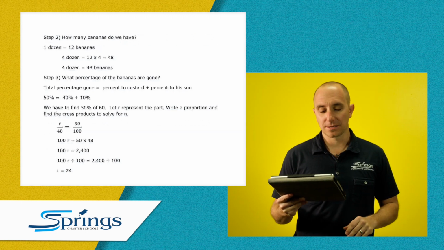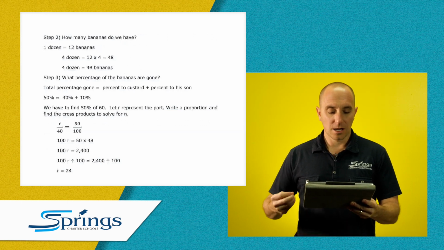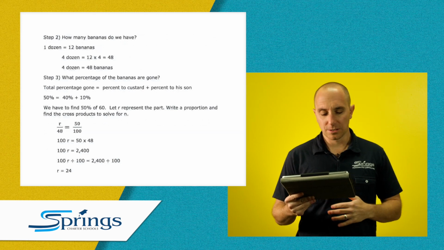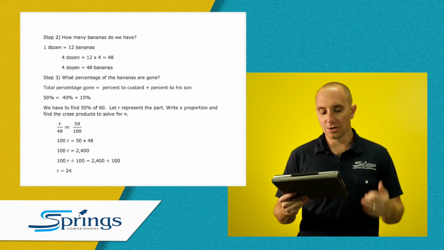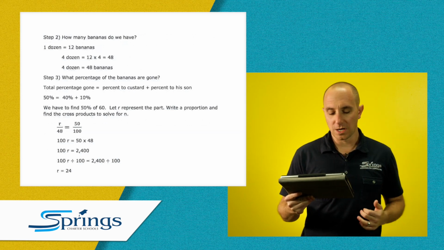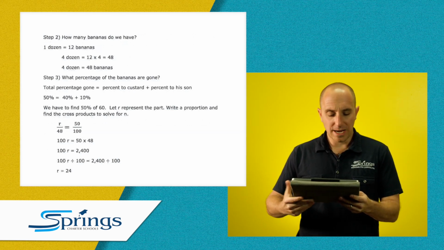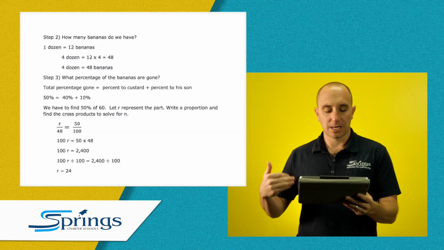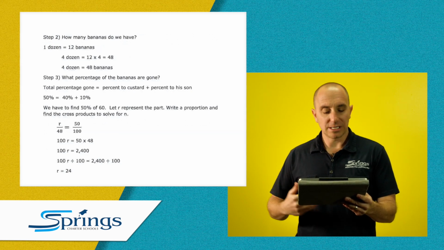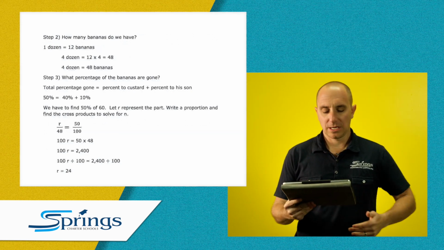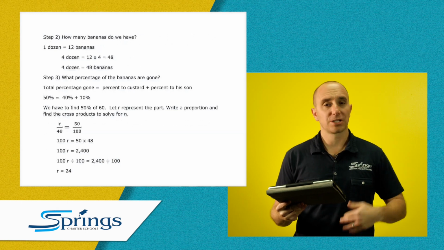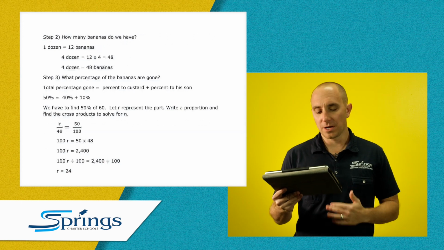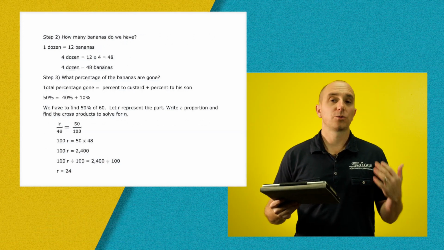So we have 50%. So now we're going to find 50% of 48. So let's let r represent the part. We're going to write a proportion to find the cross product. So we have r over 48 is equal to 50 over 100. Okay, so now we're just going to multiply it out. So we have 100r is equal to 50 times 48. So that's 100r is equal to 2,400. And now we have 100r divided by 100 because we're going to isolate that variable, gives me r, and then 2,400 divided by 100 gives me just 24, so we had 24 bananas left over.